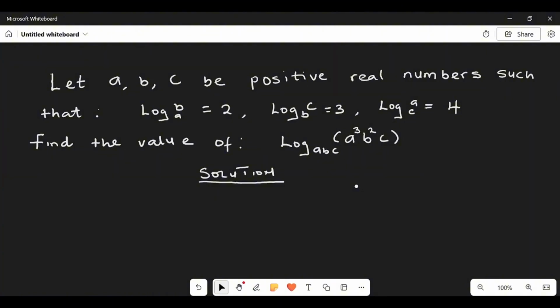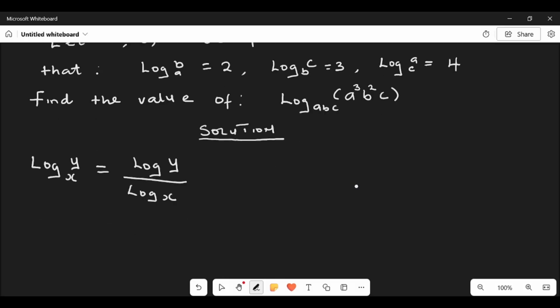Let's express our logs in a common base, usually base 10. And I want you to recall that log y base x equals log y over log x. Set log A equal to L. Let us rewrite this logarithm. Log B base A equals 2.